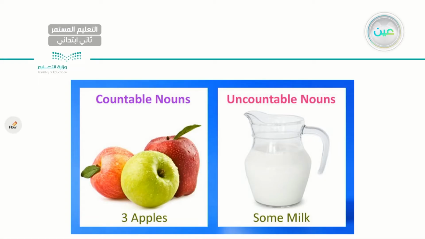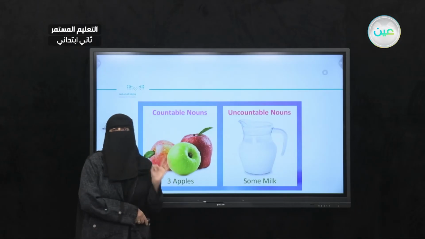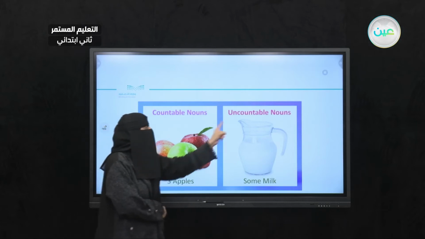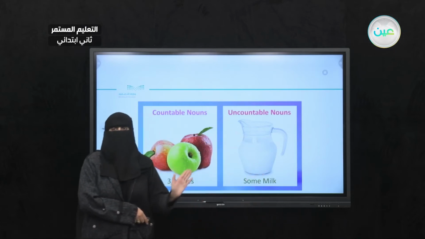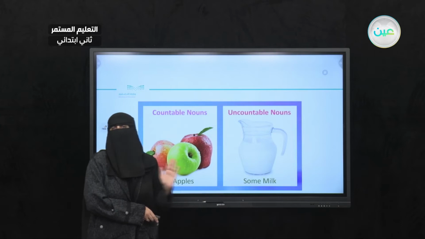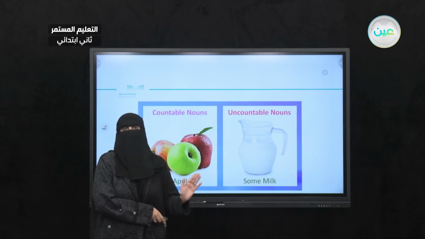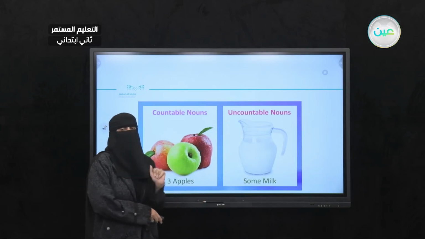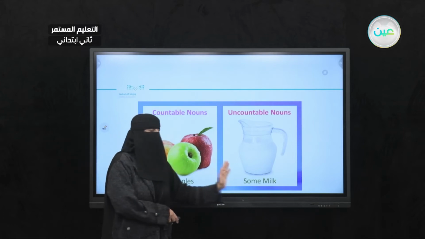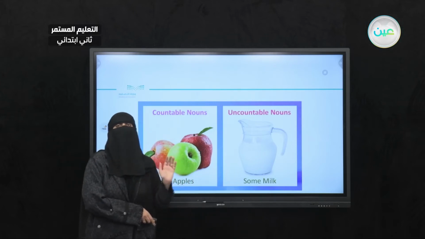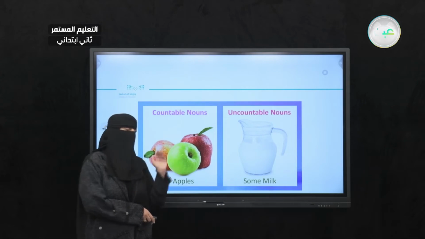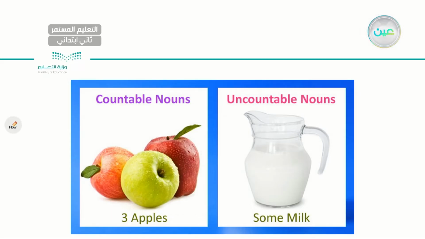But here I added another one. For the apples, they are countable. 1, 2, 3, I have 3 apples. But for milk, it's uncountable. That means we cannot add S. We don't use A. We often use some or any. So I have some milk. So I cannot say a milk. It's wrong. I have some milk. Let's say it one more time.